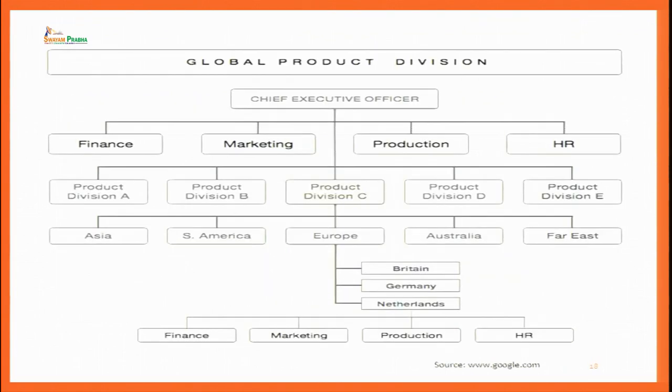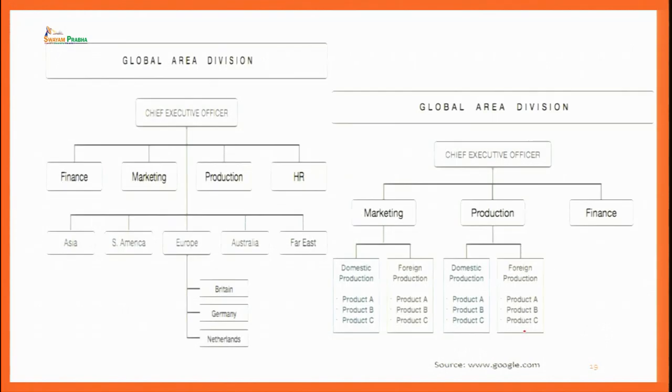There is a global product division, based on the products you produce in the country. For example, say there are products from A to E and product C is getting a lot of popularity in the foreign market. So you put product C forward for the various foreign markets, and you keep the rest of the products for the domestic market. This is what is shown in this chart.